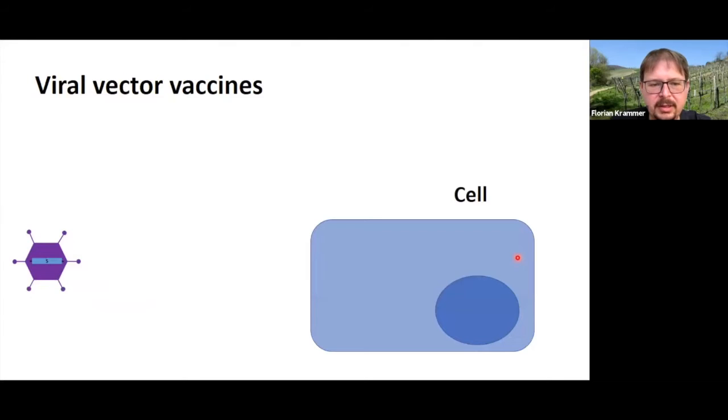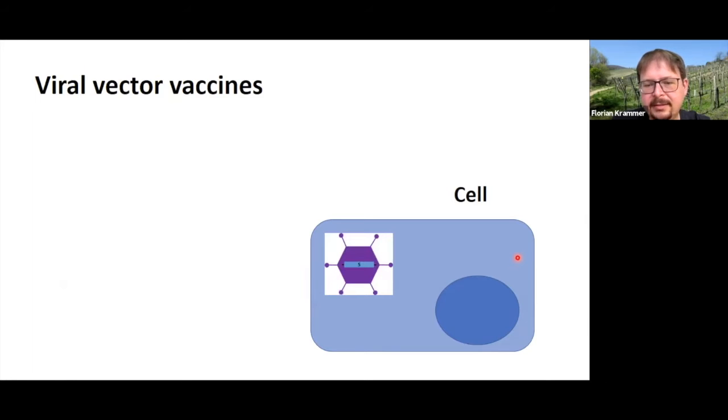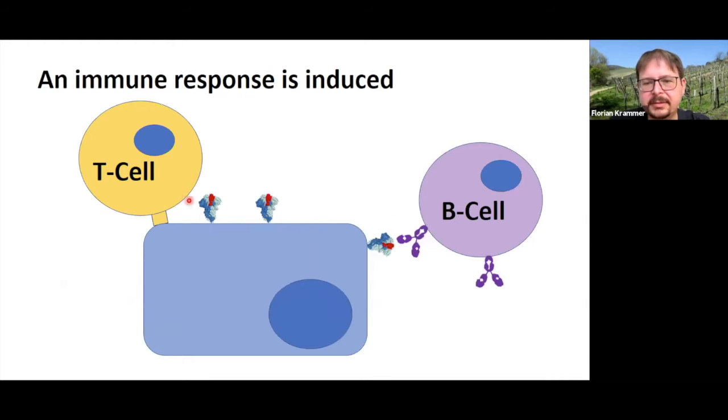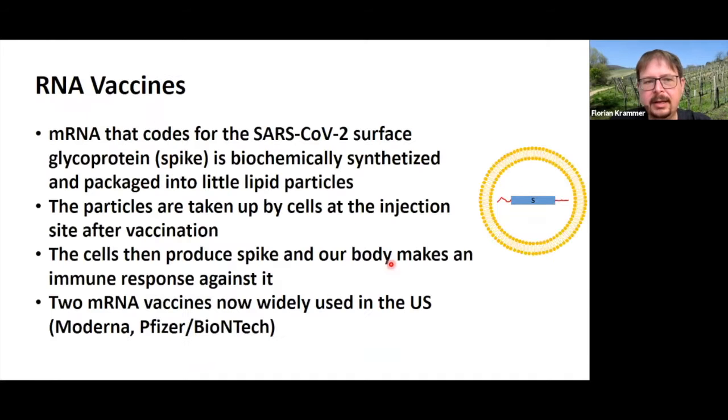How does this work? Again, you get injected with this virus. It binds to your cells, goes into the cell, and doesn't replicate itself, but provides the cell with information to make this spike protein from SARS-CoV-2. And then this is recognized by immune cells, and you make an immune response against the spike protein. The RNA vaccines actually work mechanistically in a very similar way.